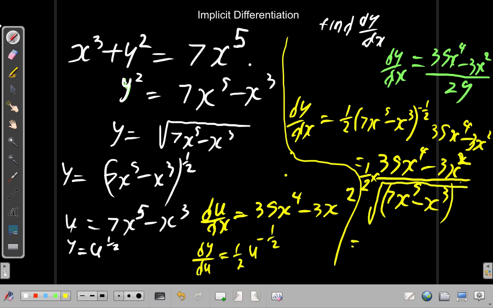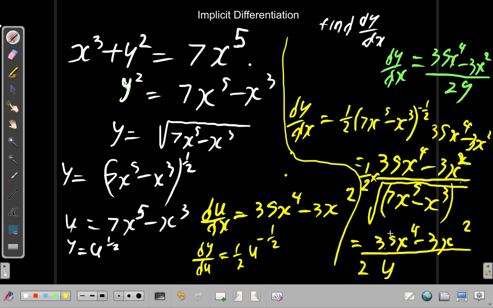Now, this is 35x to the 4th minus 3x squared over 2 times the square root of 7x to the 5 minus x cubed, which is the same as y. We saw it here: y equals square root of 7x to the 5 minus x cubed. So we might as well just write y. Now what do we get? It's the same thing. 35x to the 4th minus 3x squared up top over 2y down the bottom. So you actually get the same thing.